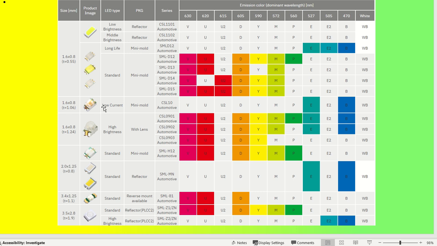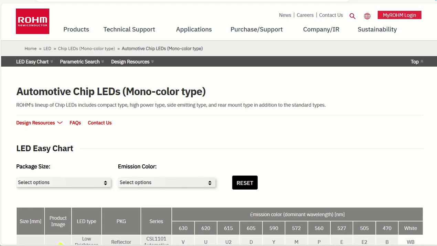So what I will do is take you to the website directly and show you this figure, and I'll also tell you how to read the data sheet. The data sheet of one of the LEDs we will take as an example, and we'll start finding out. So let me come directly to the ROHM Semiconductor website, and as you can see we have Home, LEDs. If you go to chip LEDs monocolor, we can go to automotive chip LEDs monocolor type.